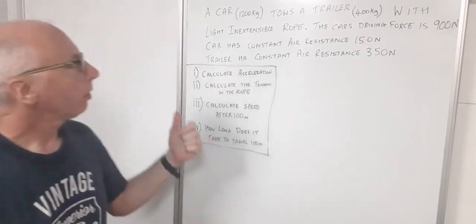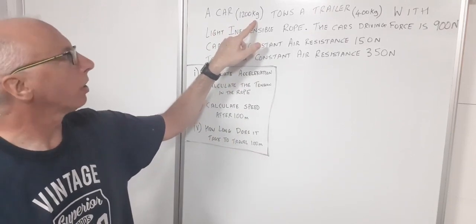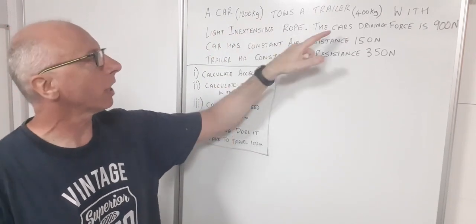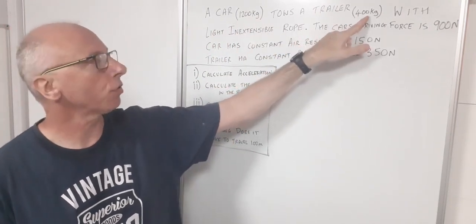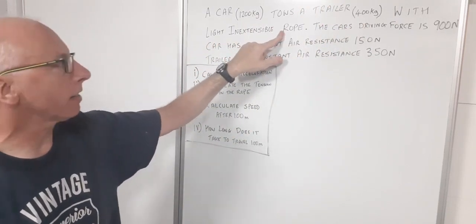So we've got a question here. We've got a car towing a trailer. The car weighs 1200 kilos, so it's got a mass of 1200 kilos, and the trailer has a mass of 400 kilos with its load. Now it's being towed by a light inextensible rope.